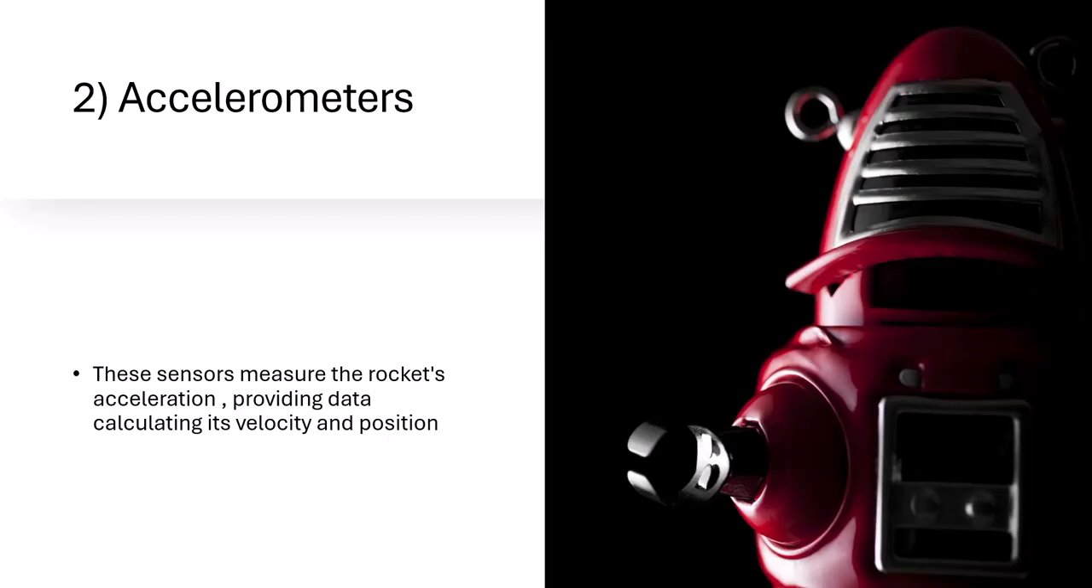For example, a rocket is going in space. The accelerometers will measure its acceleration, providing data for calculating the velocity and position. Velocity is equal to the displacement in a particular period of time, and position tells whether the rocket has reached its destination or not. So this is my notepad screen.